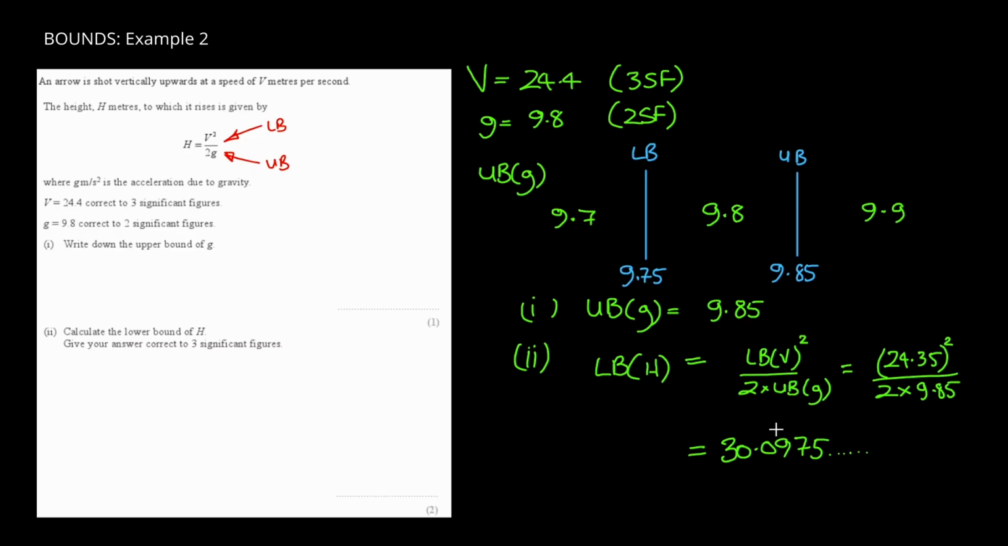Now they need our answer to three significant figures. So the cutoff point for three significant figures will be here. So our answer to three significant figures is 30.1, because we've got to raise the 0 up to 1 because we're cutting off 935, which is well above the borderline of 500. And we must write down that we've truncated this to 3SF. And that's your answer.